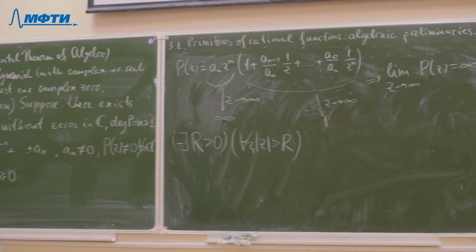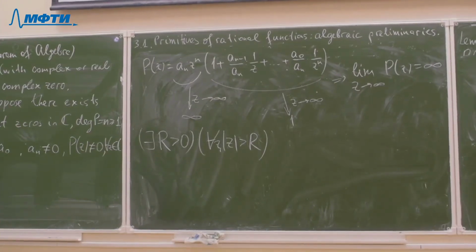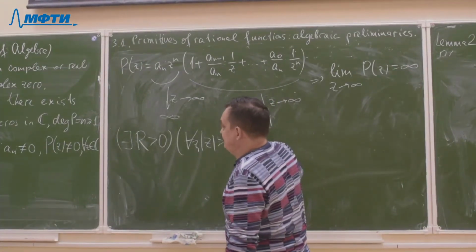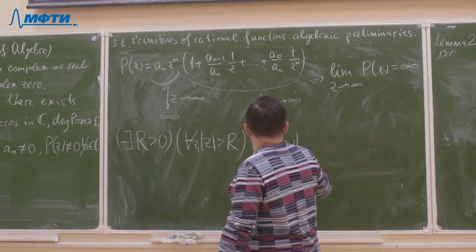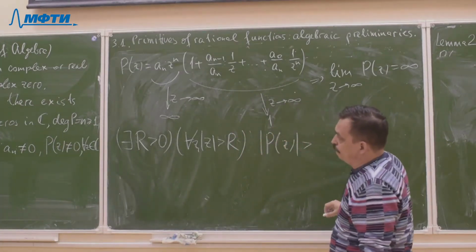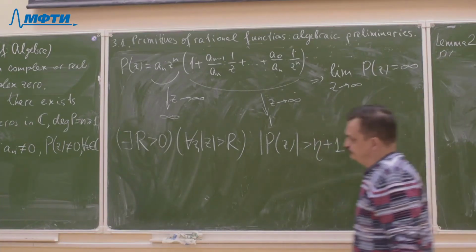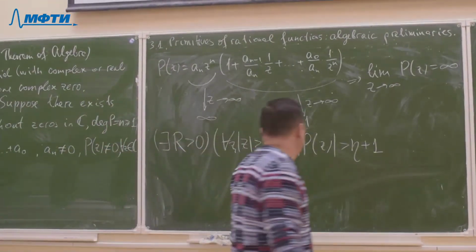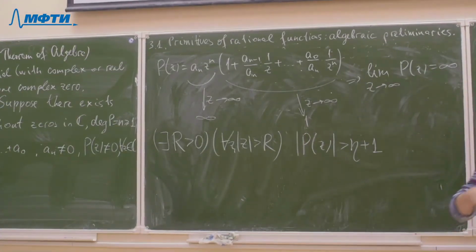Otherwise, I'll get a problem. So the limit is infinity, and it means it will be sufficiently large, and I want it to be larger than eta plus 1. That is what I need. Eta is a non-negative number, and I know the limit is infinity, so the modulus will be as large as I want, right?